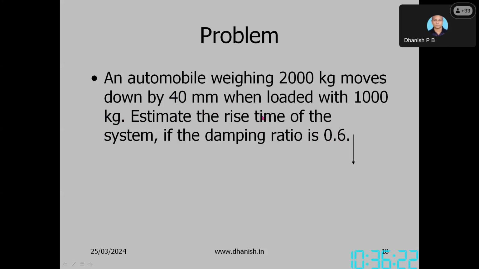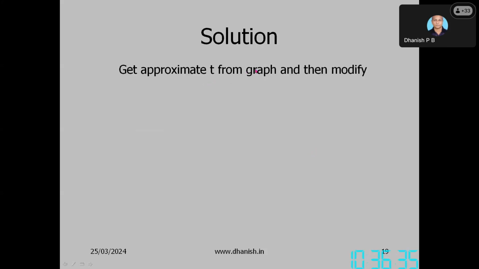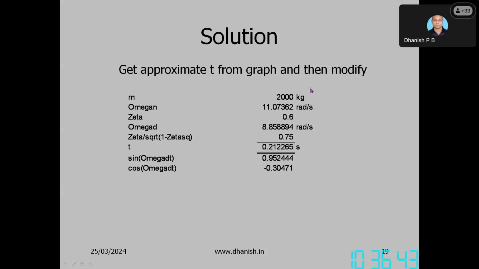So rise time means y(t) by Ka should be 0.9. So for 0.9 y(t) by Ka, what should be t? So that you have to solve numerically. We can also use the graph. We can enlarge that graph and then obtain the value of t.